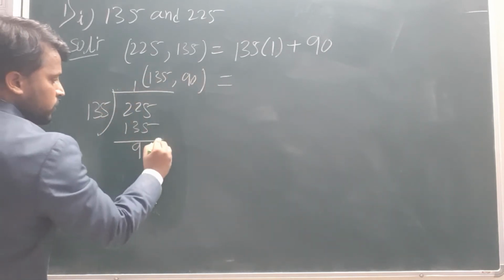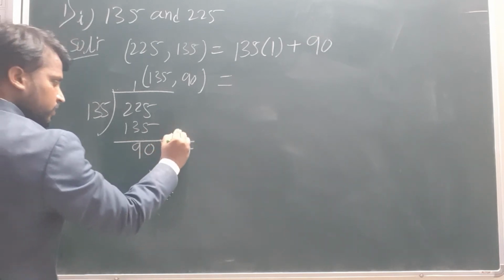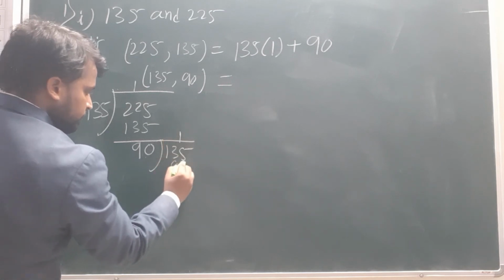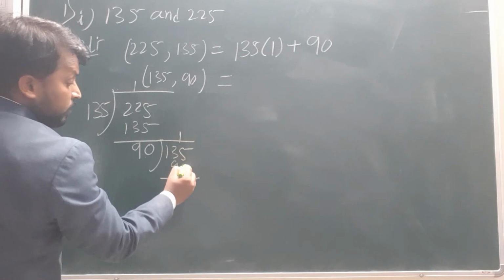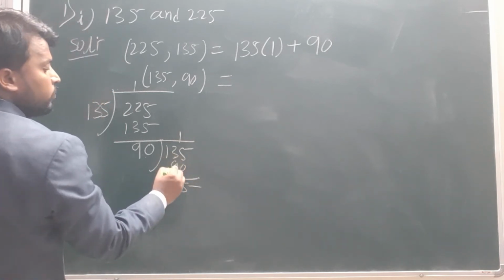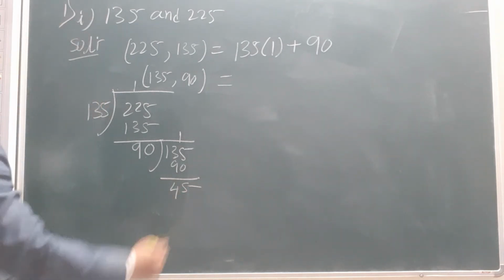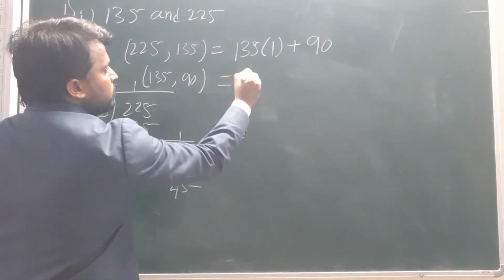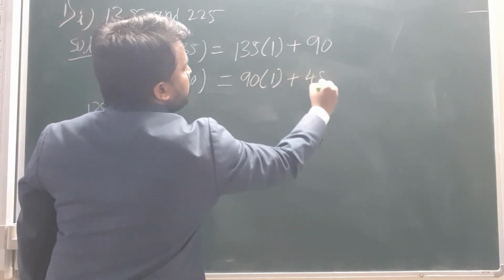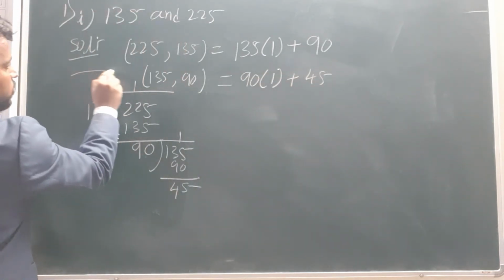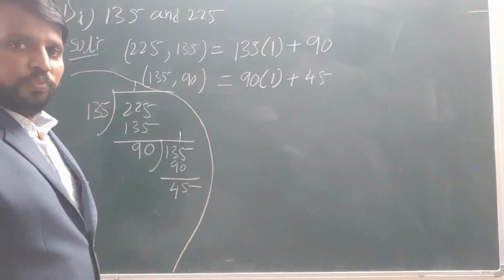So here, long division method. 90 and 135. Again, 90 ones are 90. Right? And 5 minus 0, 5. 3 minus 9 not possible, so 13 minus 9, 4. Right? So here you can write down again: 90 ones are 90, and the remainder is 45. Okay? So all this you can do in rough work.